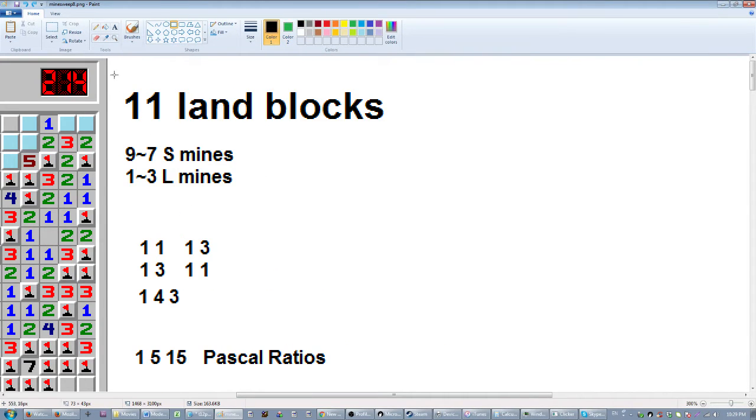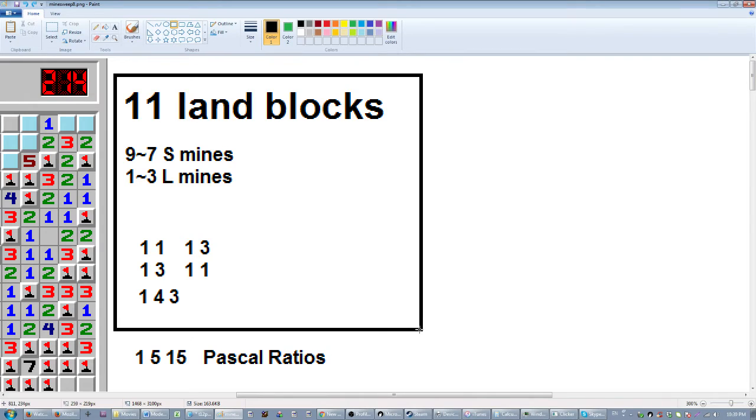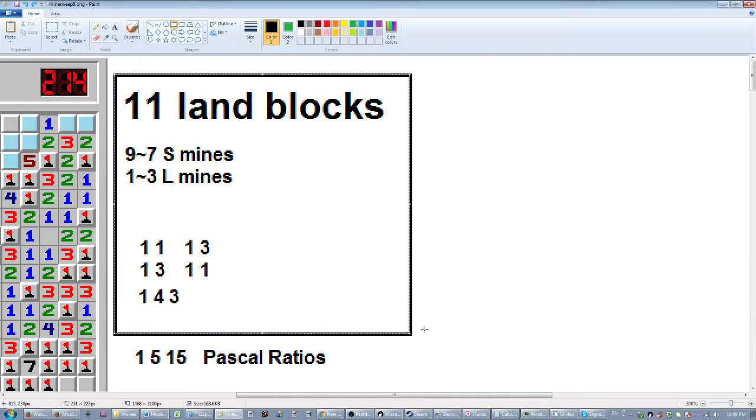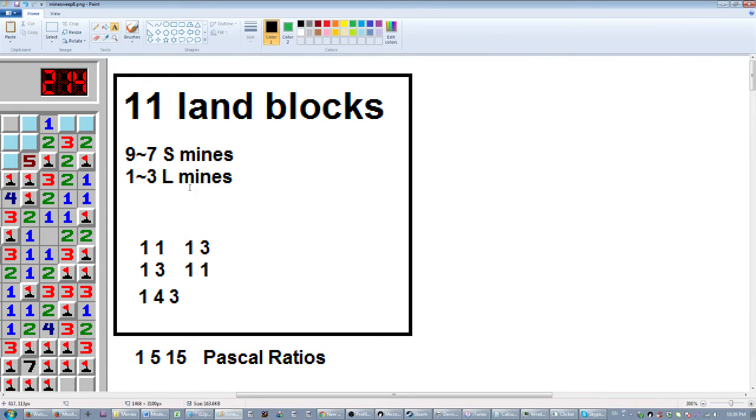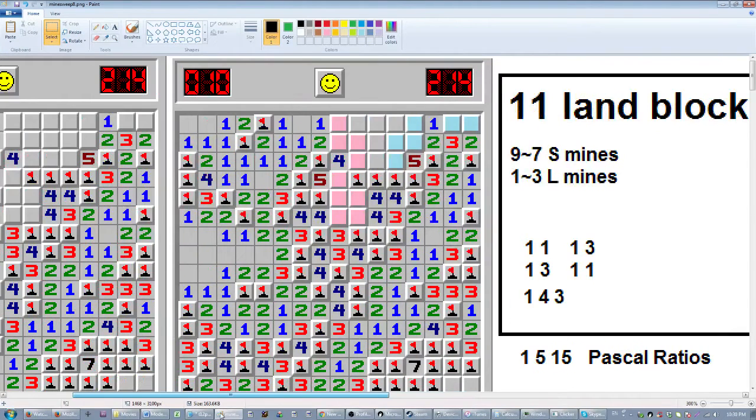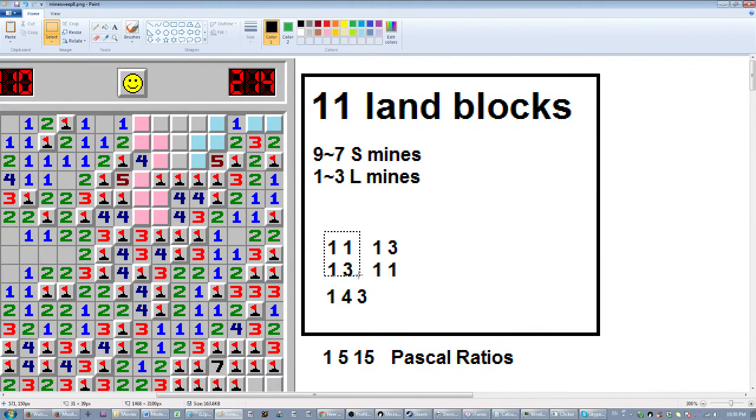I would box this like this. Yeah, this is kind of important. This is, I would call it the identity of the board, I guess. This is all you need to know to find the whole probability of the entire board. So we're using this to find everything, right? That is, let's see. So the 1 1 and 1 3, right? I put it in here.